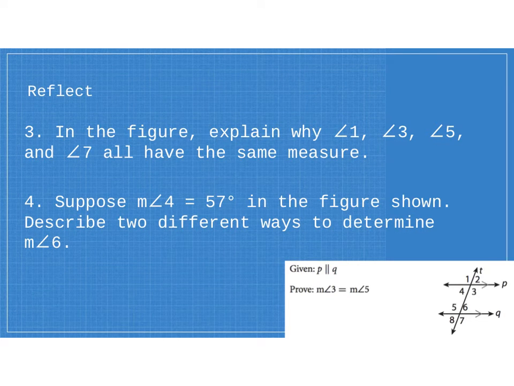All right, little reflection here. State in the figure, explain why angles 1, 3, 5, and 7 all have the same measure. So looking down over here, 1, 3, 5, and 7. And then suppose angle 4 is equal to 57 in the figure shown. Describe two different ways to determine angle 6. Okay, again, make sure you have your answers written down. We'll discuss this one when we come into class.